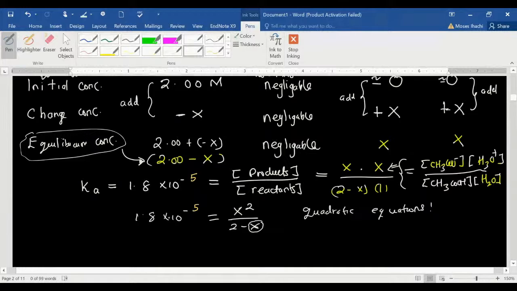By eyeball, I can see that the Ka value of acetic acid is very, very small. So I don't expect the concentration to change as much here. So I can easily say that 1.8 times 10 to the power minus 5 should be equal to x squared all over 2. This one will no longer be a quadratic equation when you simplify it. But you'll always get the same answer if you use the quadratic equation or simplify, especially if the K value is small.